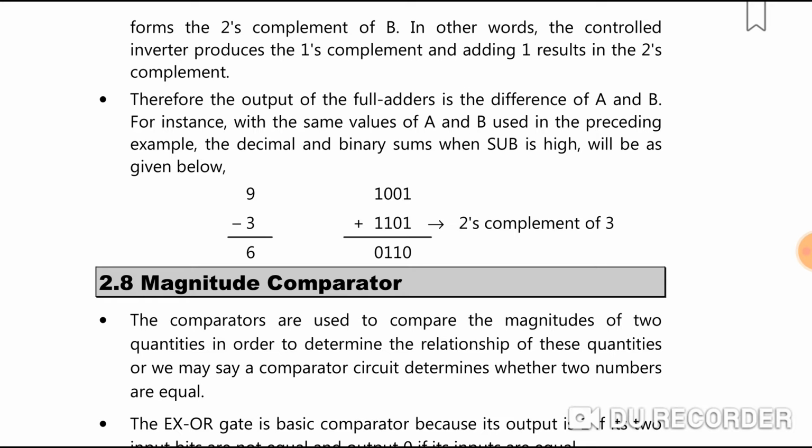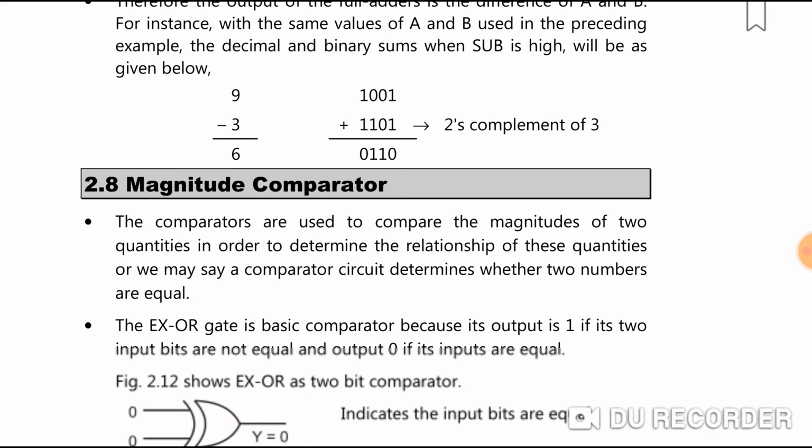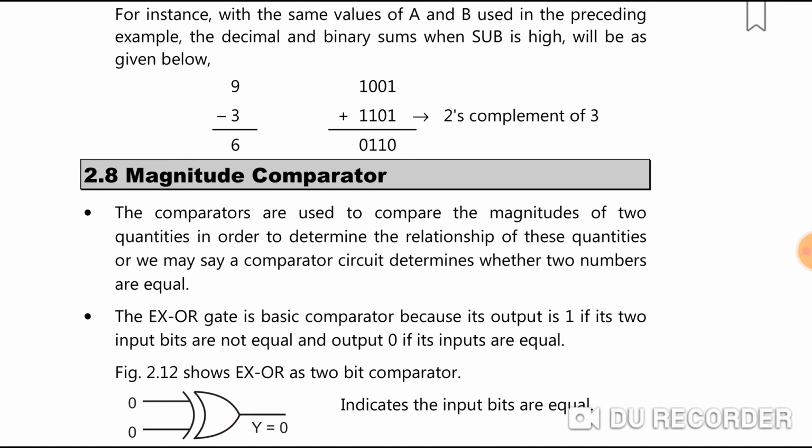Therefore, the output of the full adder is the difference of A and B. For instance, with the same values of A and B used in the preceding example, the decimal and binary sums when SUB is high will be as given below. So 9 minus 3 is 6. So 1001 plus 1101 is 0110. It is the second complement of 3 that is added. So the answer is 6.